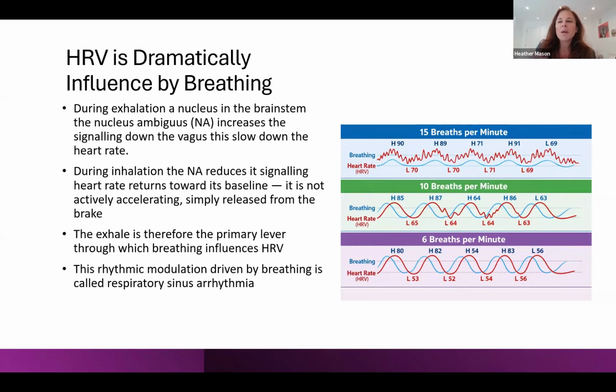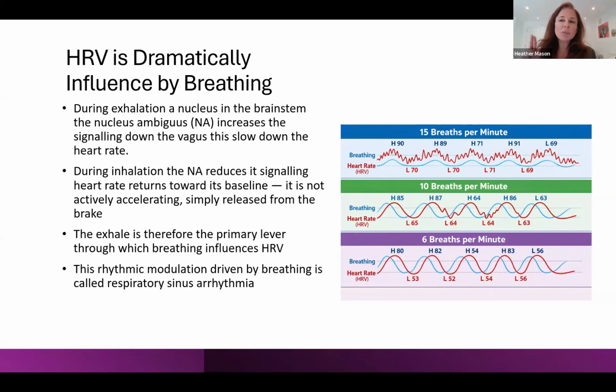Now, because the vagus, once again, has a greater impact on heart rate variability, the exhalation also has a greater impact on heart rate variability, right? Now, the impact of breathing on heart rate variability is exactly as I've described, and is called respiratory sinus arrhythmia. In other words, the respiratory to the sinus, the sinoatrial node, the natural and healthy arrhythmia that occurs because of the way that we breathe, right?